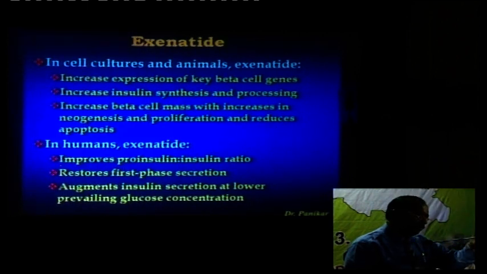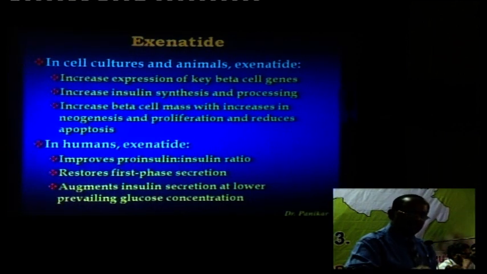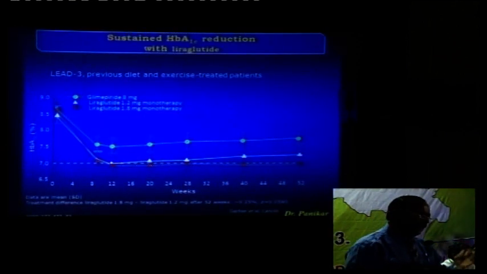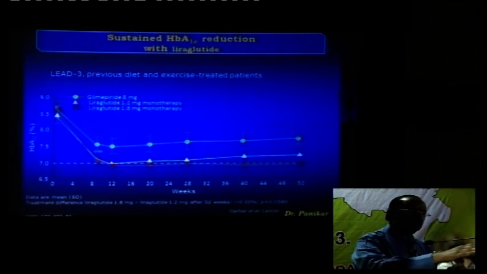There are only two classes of drugs which do this. They are the PPAR gamma agonists and the GLP-1 analogs and DPP-4, which have a good effect on the pro-insulin-insulin ratio. It restores the first phase secretion, augments insulin secretion at lower prevailing glucose concentration. Liraglutide is another GLP-1 analog which has also been shown to have similar effects.